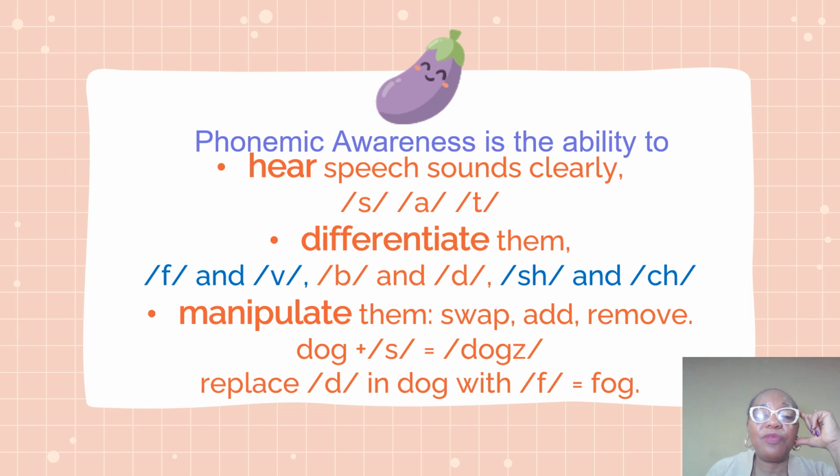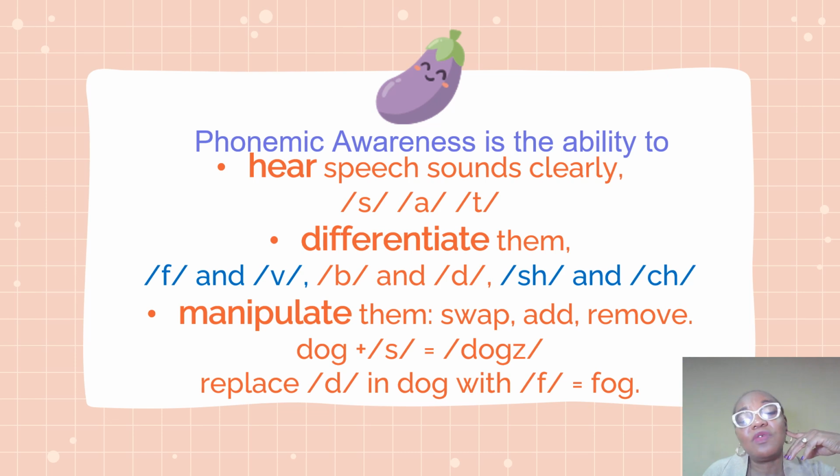So in the previous slide, I said that phonemic awareness is the ability to hear speech sounds clearly. So you hear the word sat, and then you're able to isolate the different sounds in that word. You can hear sat, and you realize that there are three sounds in that word. Okay, so that's the ability to hear the sound. Then the ability to differentiate the sounds. So you can tell your f from your v, your b from your d, your sh from your ch. You should be able to hear the differences in the sounds and be able to write them down if you need to, because you are able to differentiate them.